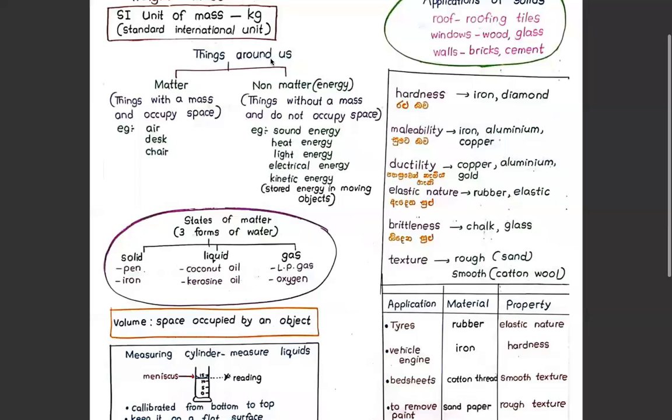When we take the things around us, we can categorize things into two parts. That is matter and non-matter. Matter are the things with a mass and occupy a space. ස්කන්ධයක් තියෙනවා සහ ඉඩ ප්‍රමාණයක් ගන්නවා. So, what are the examples of matter? Air, desk, and chair.